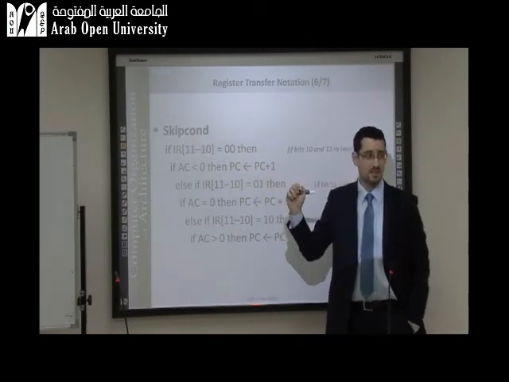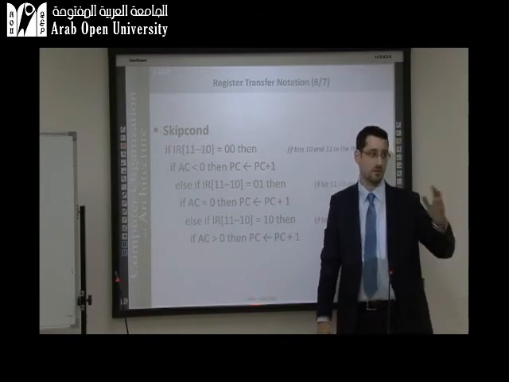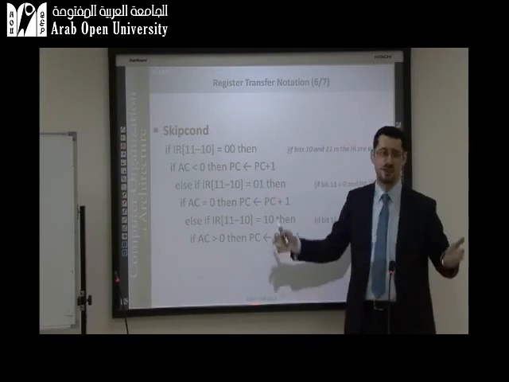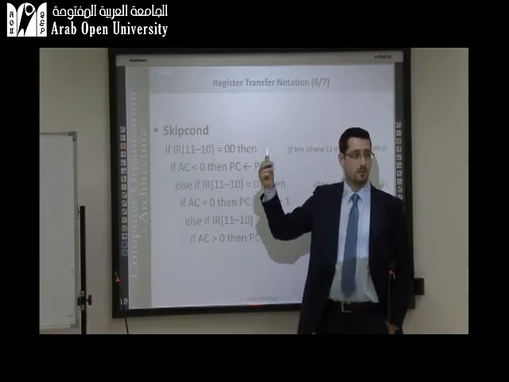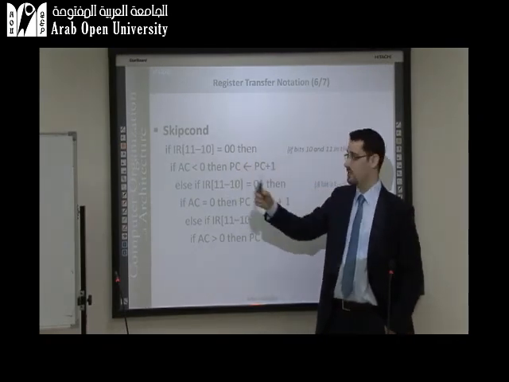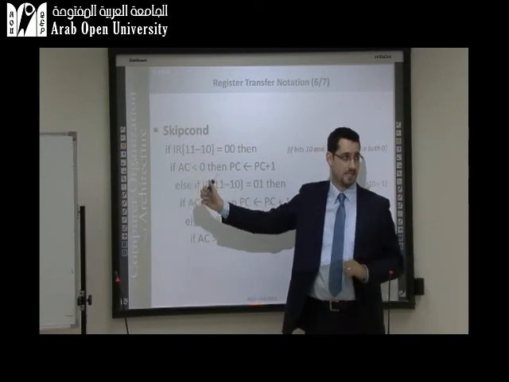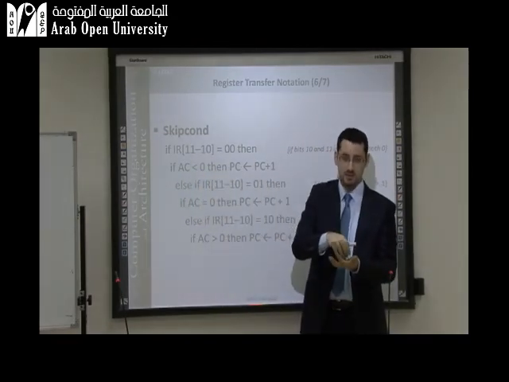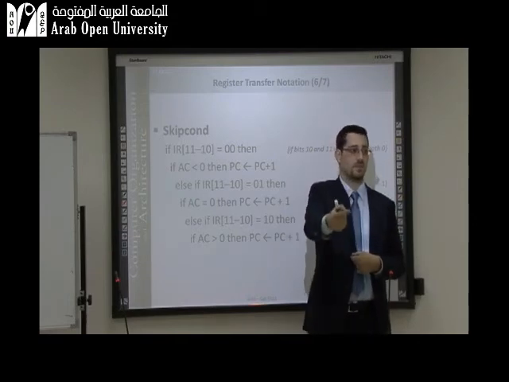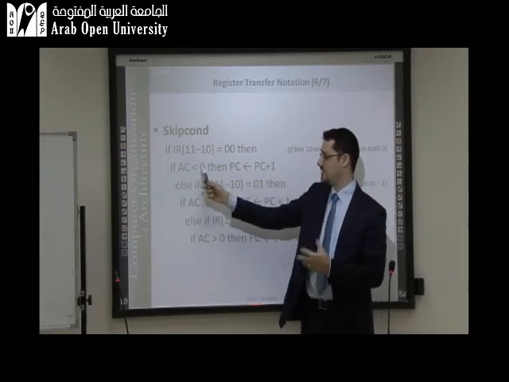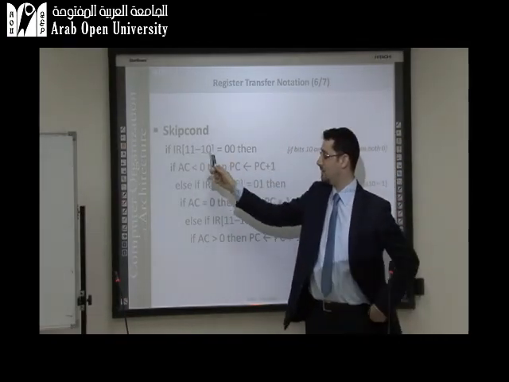These values specify the test to be done. And based on the result of the test, we will skip the next instruction or not. So what you have here is an if-else statement. If bit 11, bit 10 are equal 0, what is the test? Accumulator is negative. If this is true, we should skip the next instruction. What does this mean? The current value of PC is the address of the next instruction. So if I add one to the PC, I'll skip the next instruction. So if the test is true, we will increment PC by 1. This is if bit 11, bit 10 are equal 0.